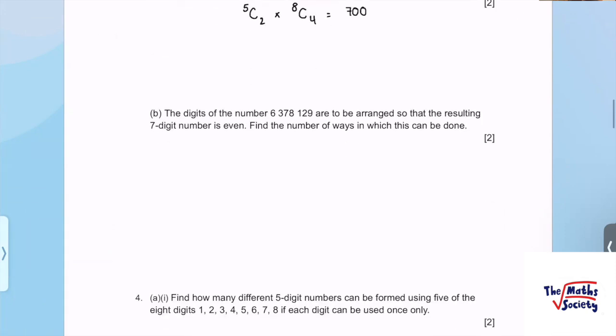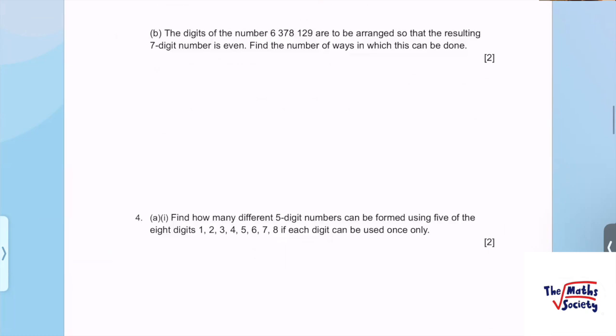And then moving on to B, it shows that the digits of a number are to be arranged so the resulting 7-digit number is even. So we'll find the number of ways in which this can be done. So we know there has to be a 7-digit number.